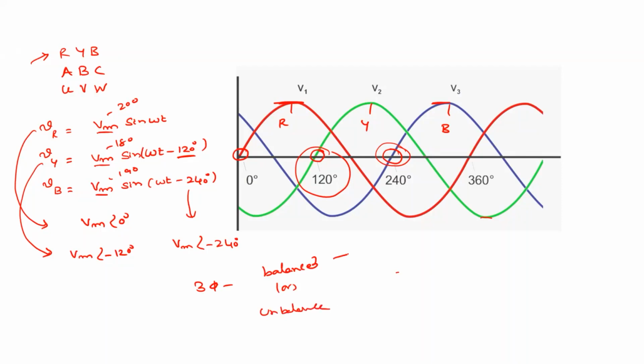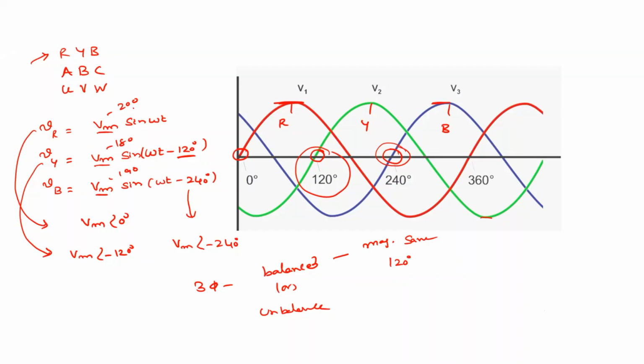So what is the meaning of balanced? In case of balanced, all the magnitudes are the same, and the angle difference is maintained at 120 degrees. There will be slight variation. For example, this is 200, it may be 199 or 198, and the last one may be 201 or 202. Some slight variation is practically acceptable.